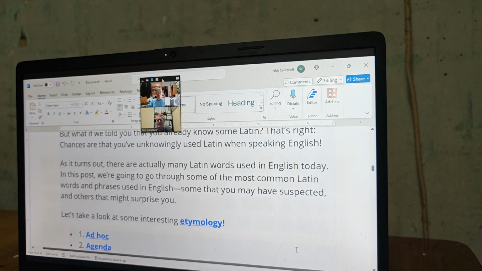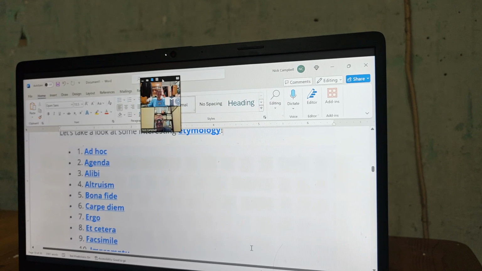Do you know any Latin words? I don't know, but now I know ad hoc and agenda. Now I know two words. What is the number three? How can you pronounce number three? What is this?